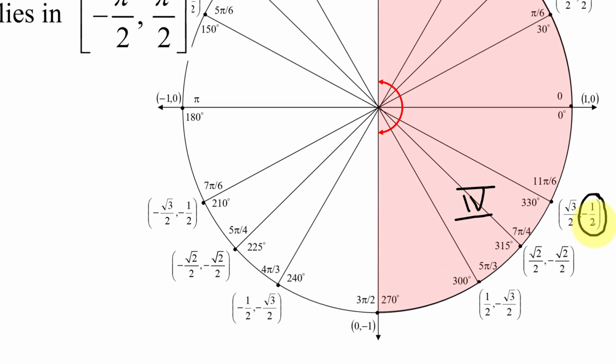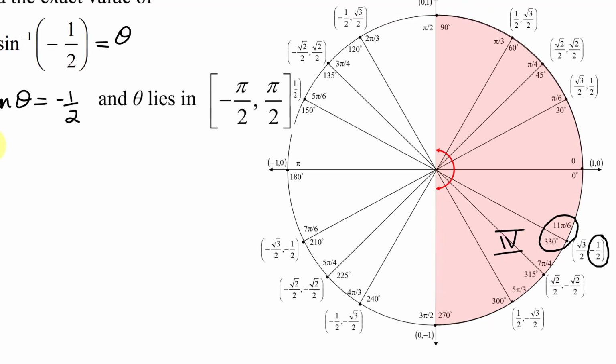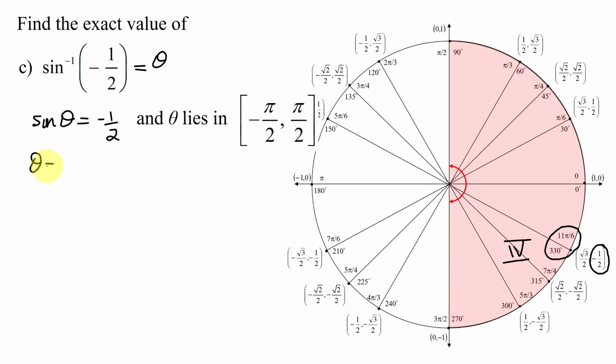And here I have the y value of -1/2. So here is the angle I'm interested in. And what a lot of students do is they just go, okay, theta equals 11pi/6, and can't understand it when they get the question wrong. But is 11pi/6 in this interval? No. I need the angle that rotates in the negative direction.